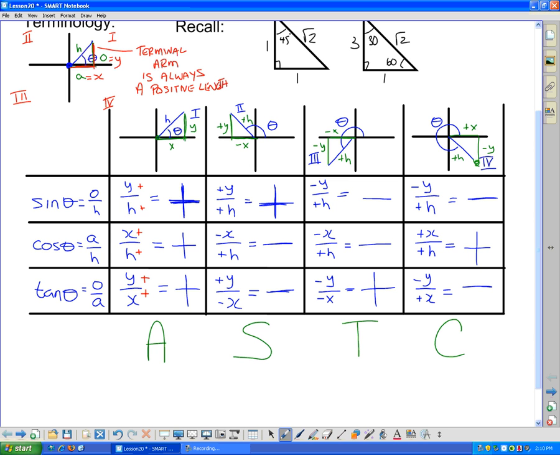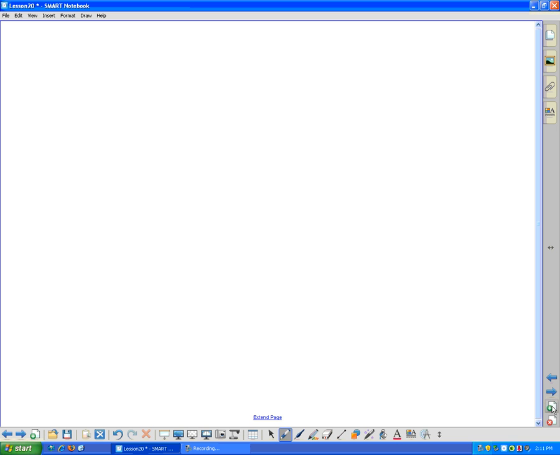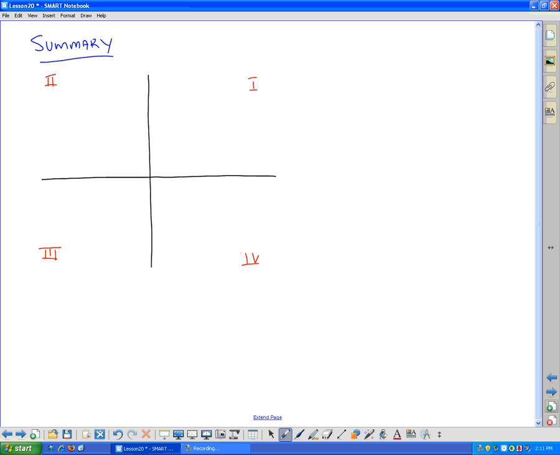So when we rearrange it, I'll put this on the next slide, so you have the space to finish this off. The summary here then, for our CAST rule, and you're going to be drawing this over and over again, we have our quadrants 1, 2, 3, 4. Putting in the values, I said all values are positive in quadrant 1. Sine is positive in quadrant 2. Tan is positive in 3, cosine is positive in 4.